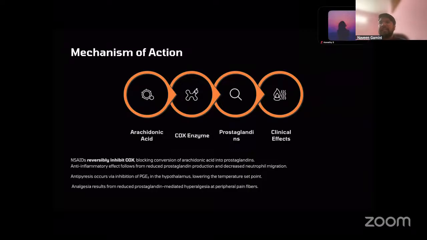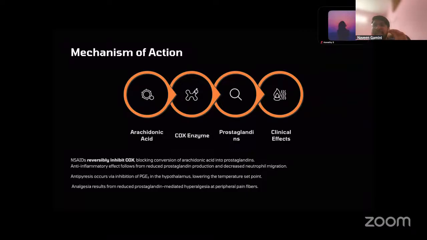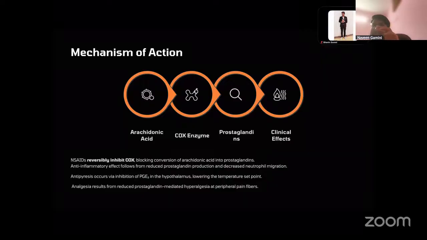Now, again, explaining the mechanism of action in detail: arachidonic acid, with the help of the COX enzyme, is broken down into prostaglandins. These prostaglandins will cause the clinical effects. So these NSAIDs will reversibly inhibit the COX enzyme, thereby blocking the conversion of arachidonic acid into prostaglandins. The anti-inflammatory effect of NSAIDs follows from reduced prostaglandin production, and because of reduced prostaglandins, there will be decreased neutrophil migration, and hence it is anti-inflammatory.